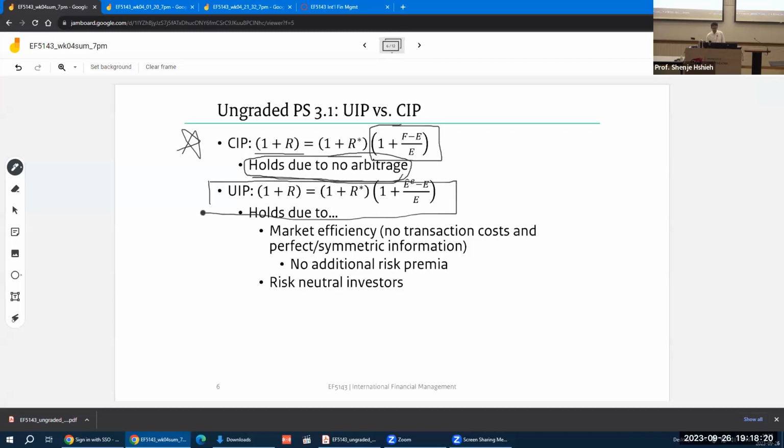Second equation, UIP. The only difference between UIP and CIP is we're now substituting F for E hat E. And the whole point of last week's lecture was to convince you of the assumptions you need to make in order to swap out F for E hat E. The 2 assumptions you need are the following. You need, first of all, efficient markets. Specifically, not only the obvious transaction costs, assuming there's sufficient liquidity and so forth, but you also have to have perfect, or what's called symmetric, information.